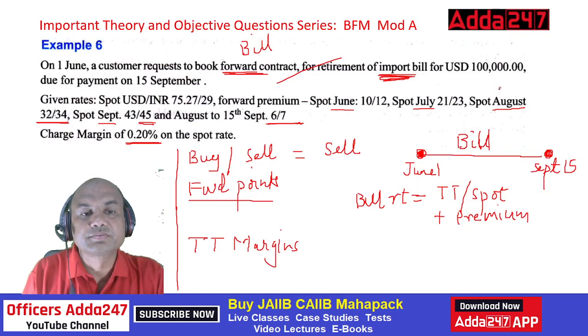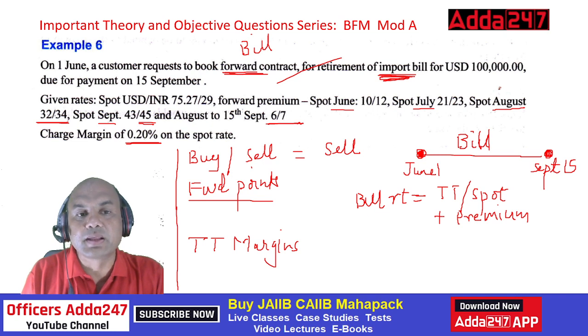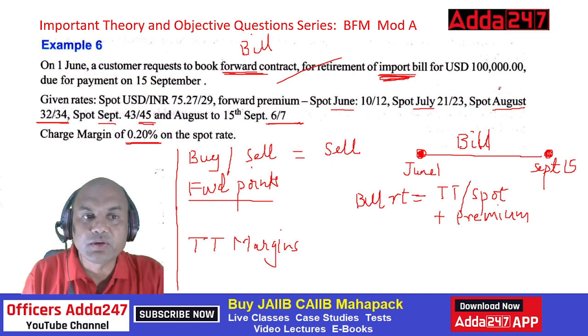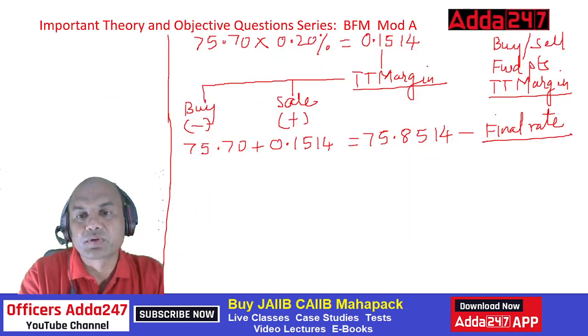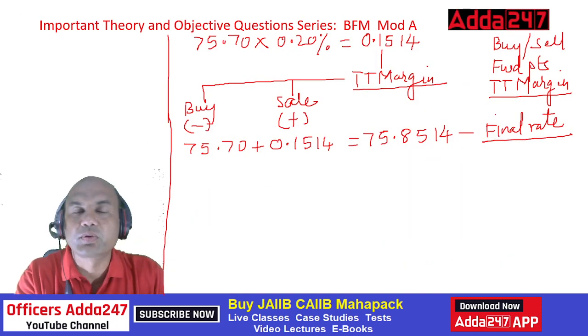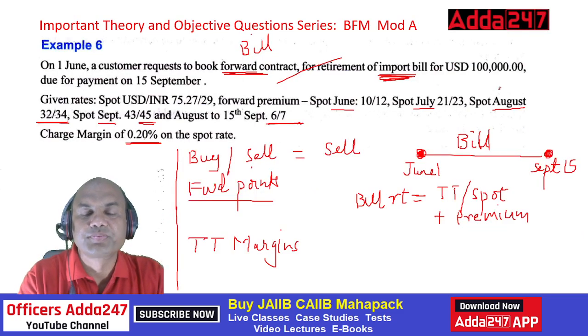Look at this. Calculate given rates, and so on. Charge margin on this. Then what is asked? Present the forward margin. Only this much is given. Nothing else is asked. You have to calculate the rate, the forward rate. Got it, everyone? Now the forward rate for this customer is this amount, 75.8514.